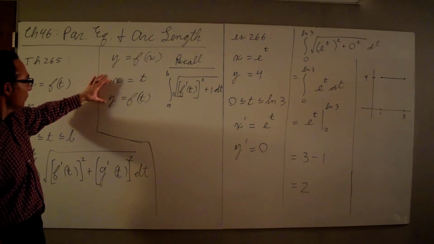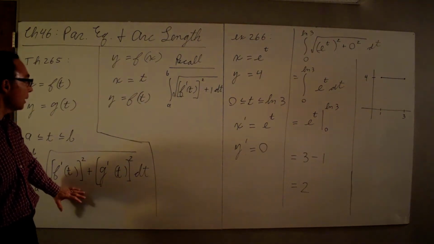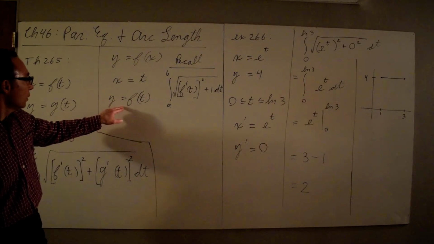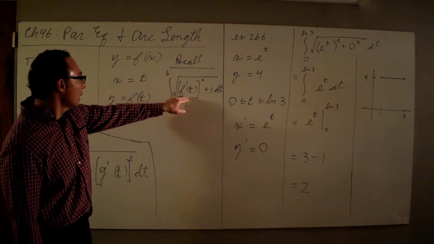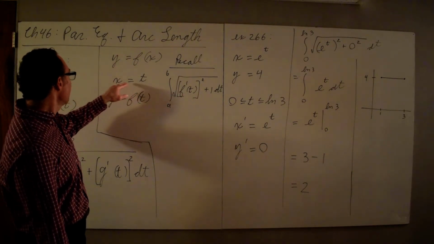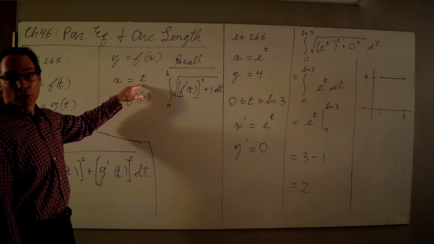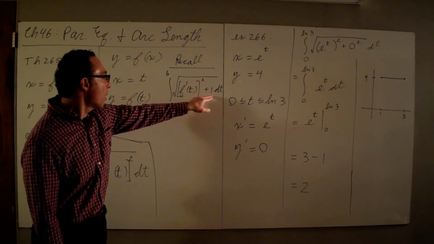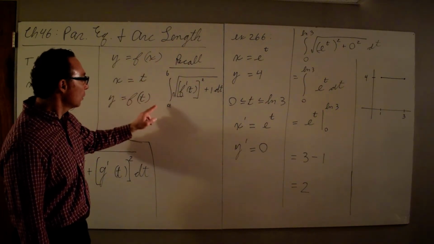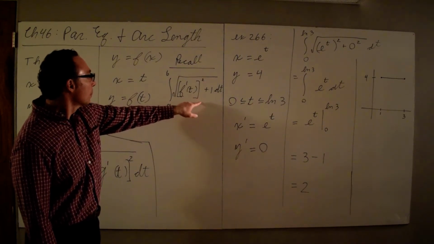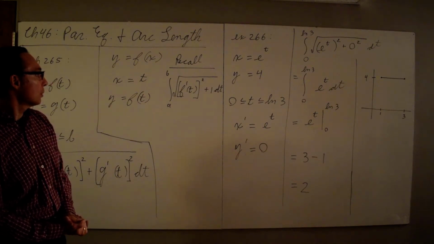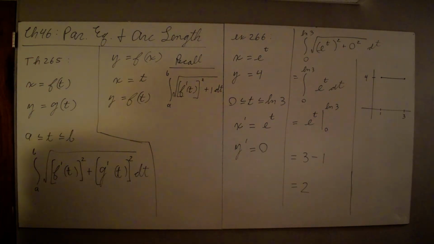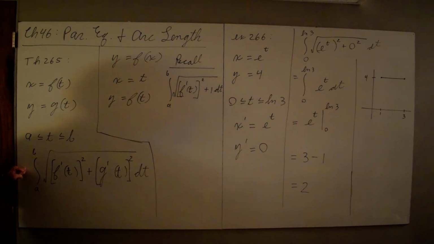If we're to use this idea right here, what happens? You have the derivative of y, f prime of t, right here, and we'll square that, but the derivative of x with respect to t is 1. And so this is the arc length function. This is a formula for arc length that we had back in a previous chapter. But for plane curves and parametric equations, this is the arc length formula.